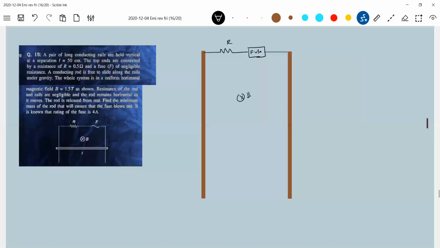A rod now. I'm going to release it. Simple idea based, nothing to do. So even some fuse concept can also be brought here. That's the main idea of this question.